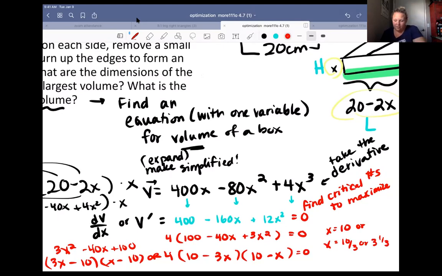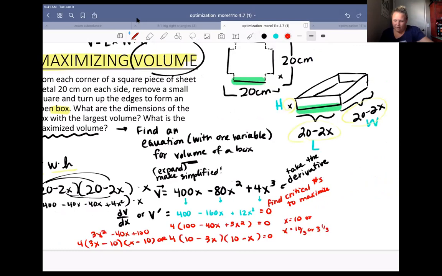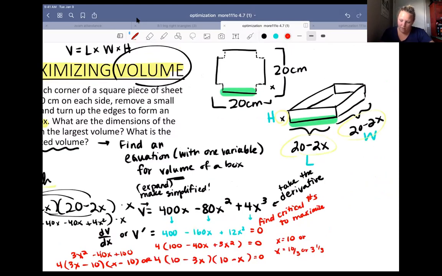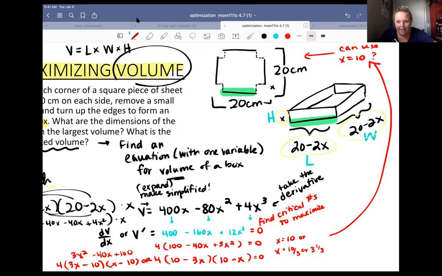So I guess my question, going back up to this original photo, can you use an x value of 10 to cut the squares? You might see a problem with that. There's only 20 centimeters of sheet metal to begin with. So if 10 were the length of the square you cut, you might see a problem with that?